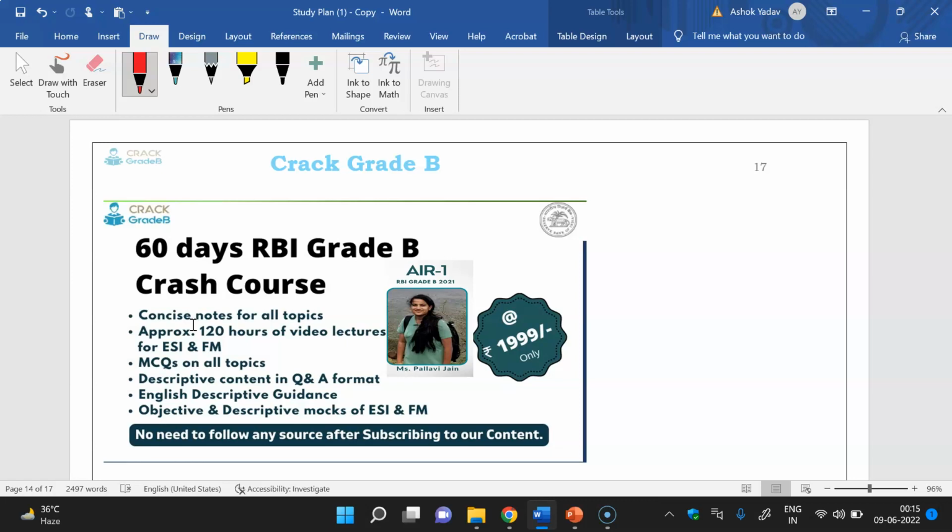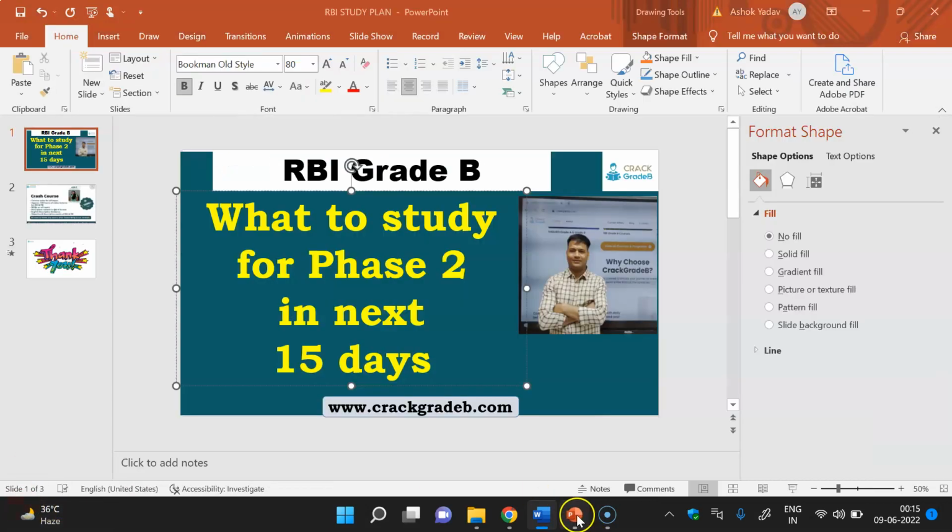And we will keep adding descriptive MCQs till the exam. We will keep providing MCQs on current affairs, important notes, important current affairs, and we will also provide mock tests progressively.